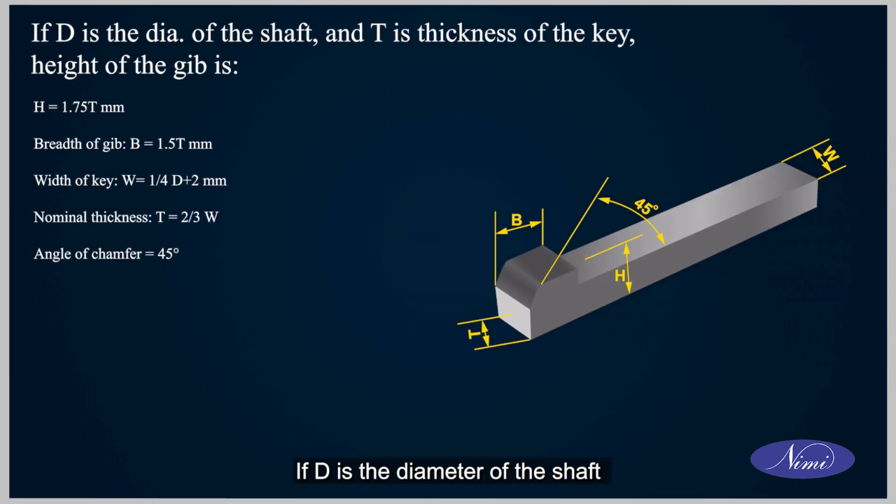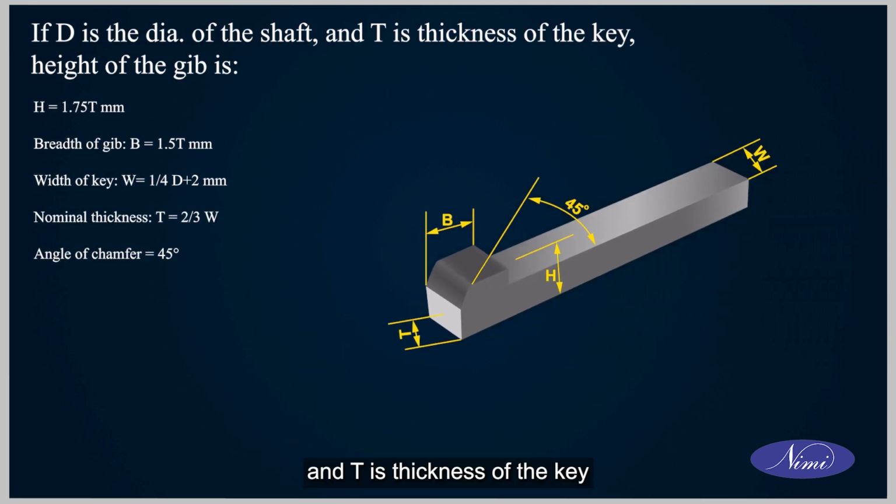If D is the diameter of the shaft and T is thickness of the key, height of the gib is H is equal to 1.75 T mm. Breadth of the gib B is equal to 1.5 T mm. Width of the key W is equal to 1/4 of diameter plus 2 mm. Nominal thickness T is equal to 2/3 width. Angle of the chamfer is equal to 45 degrees.